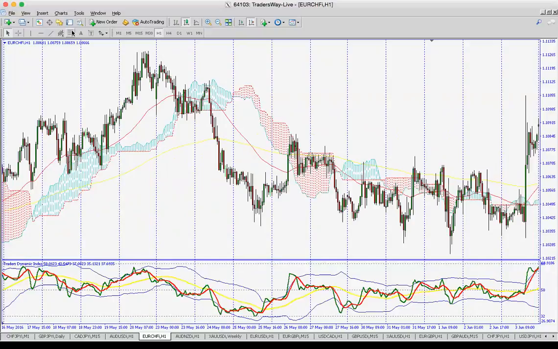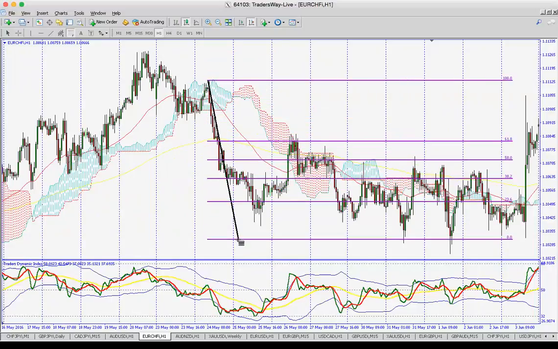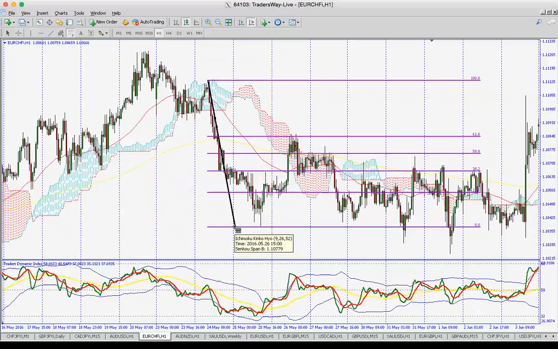So we could actually take out the Fibonacci retracement tool. Since the path was to the downside, we're going to measure from the top wick all the way down to the bottom wick here, right? And we'll see what type of retracement levels this pair has actually been hitting at this current time.